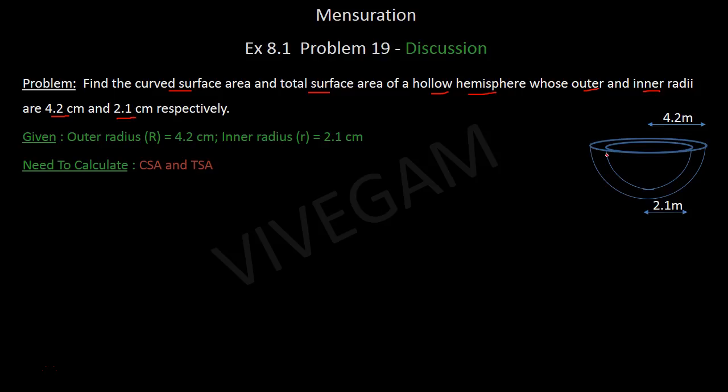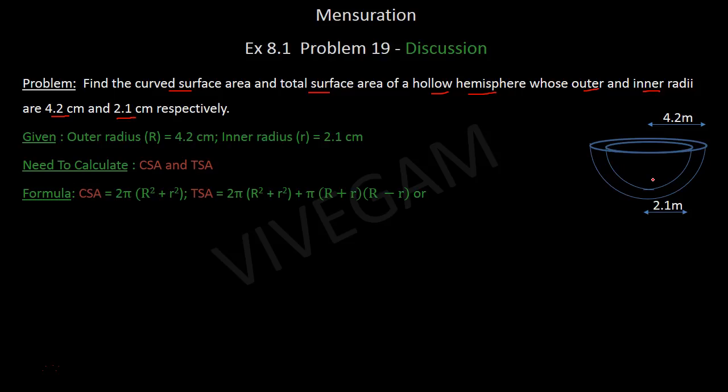So pi capital R square minus pi small r square will be this area, and these are normal formulas, 2 pi r square. When you use small r, you will get the inner surface area. When you use capital R, you will get the outer surface area. So let's list the formula. Formula CSA is equal to 2 pi into capital R square plus small r square. As I told you, 2 pi capital R square will give you the outer surface area, that is for the outer hemisphere, and 2 pi small r square will give you the inner curved surface area.